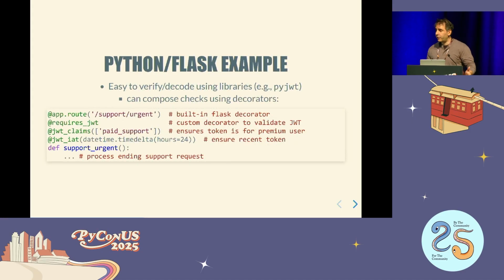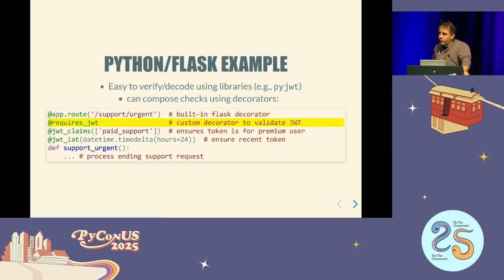Okay, so this is PyCon, so let's talk about how you could use JWTs in Python. In this example, we're just going to use Flask. You could do FastAPI, you could do Django, you could do whatever service you want. One of the really nice things about JWTs is there are a lot of libraries that support JWTs, and you can write your own tools pretty easily, and you can compose them with decorators. So in this example, we're going to have an urgent support route in our application or our website, and we're going to start with the built-in Flask app.route decorator. This just says how you get to the service.